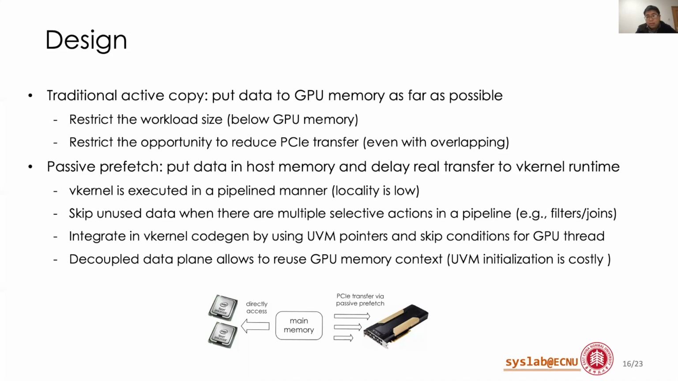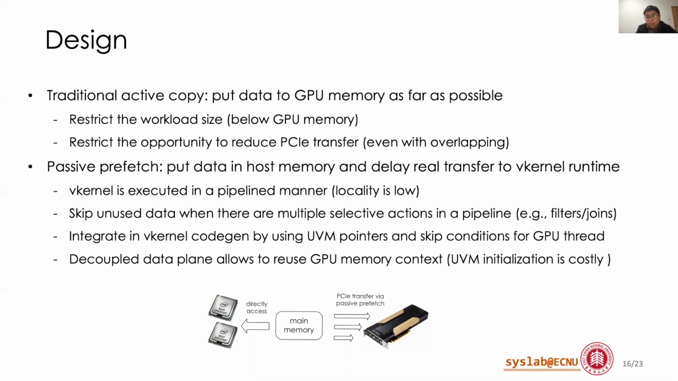We observe that the vkernels process data in a pipelined manner, which means we do not need to actually hold all data in GPU memory. The data plane of ShadowVM employs passive prefetch, which puts data in host memory and delegates the real transfer to the vkernel runtime.